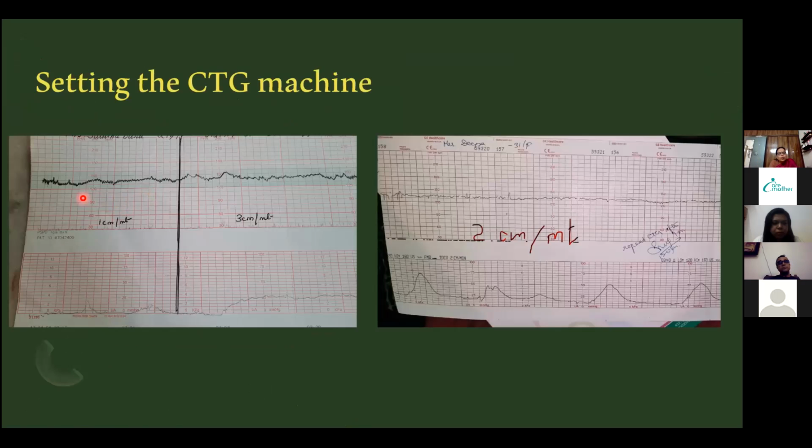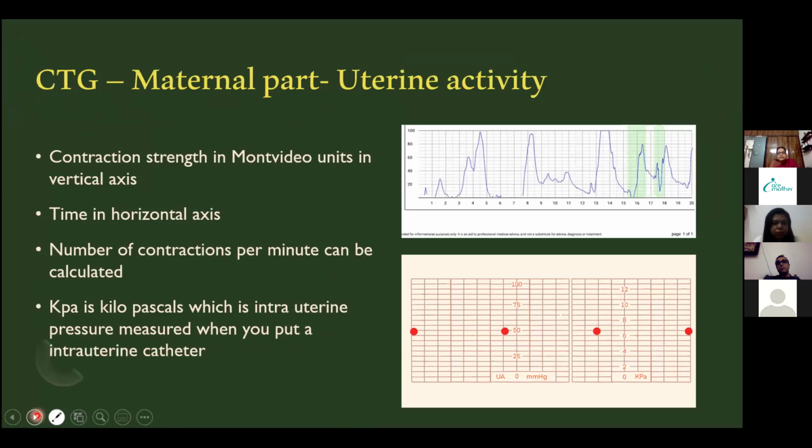So this is 1 centimeter per minute. This is 2 centimeter and 3 centimeter. If you are used to interpreting the paper with 1 centimeter per minute, the 3 centimeter per minute will look as if it has less variability. So you should be aware how it looks with 1 centimeter, 2 centimeter and 3 centimeter. It is better to have a standard, which is generally 1 centimeter per minute, and that is good enough for good interpretation.